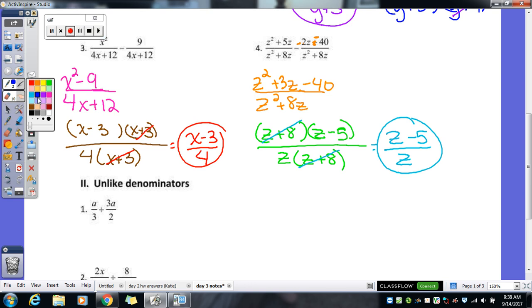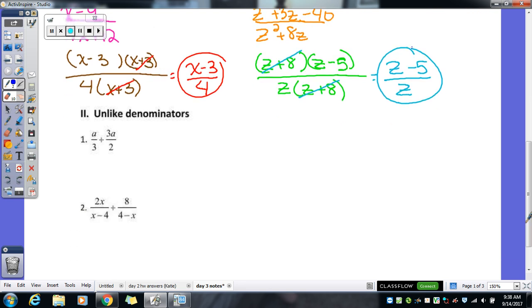So now moving down to the next part, if we have unlike denominators, it's a little different. You just got one extra step. With your unlike denominators, your extra step is you need to make a common denominator. So we got to get a common denominator.